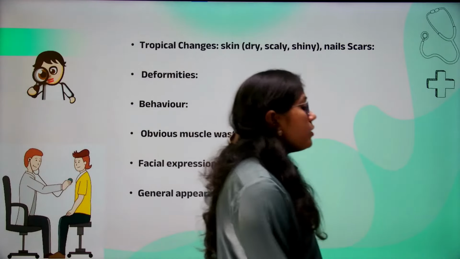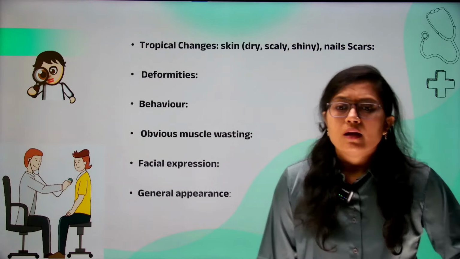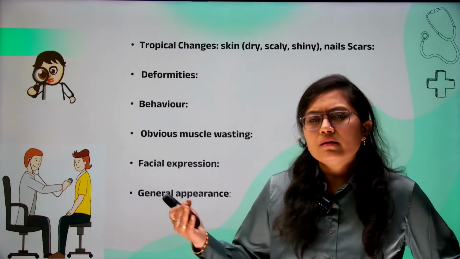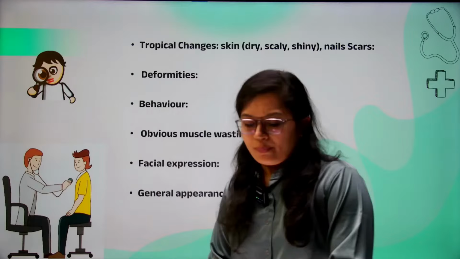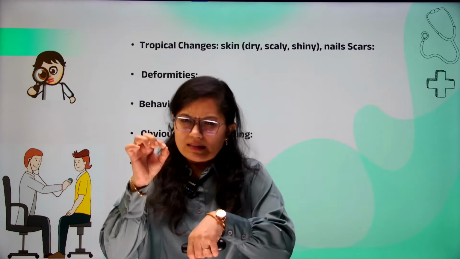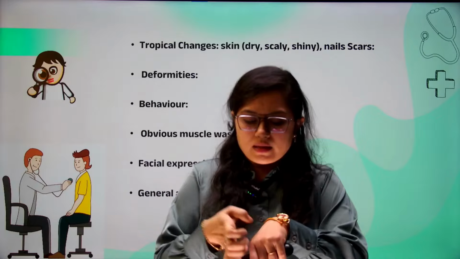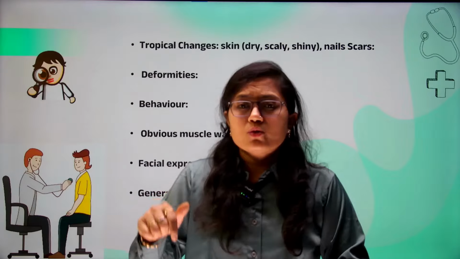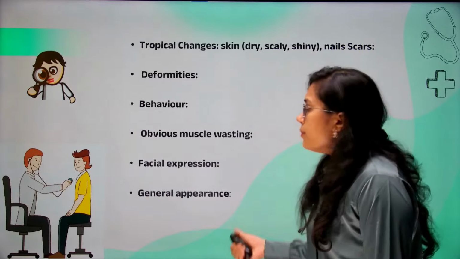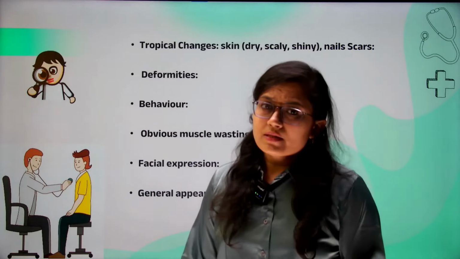Then we can talk about trophic changes, whether it's dry, scaly, shiny skin, as we can even see in adult or geriatric people. If we look at their skin, it will be more fragile, very thin and very scaly. If we just tear it, there is more chance that it will tear off very easily. Then deformities, whether any deformities are present or not.